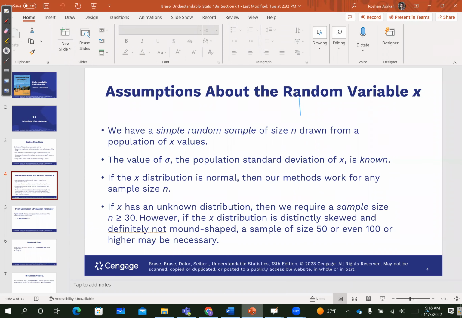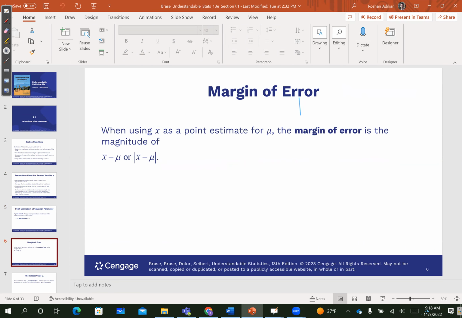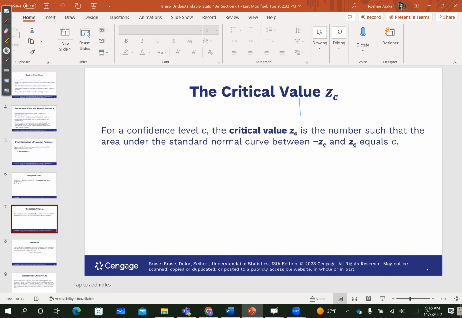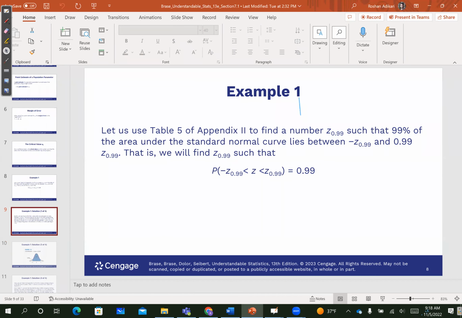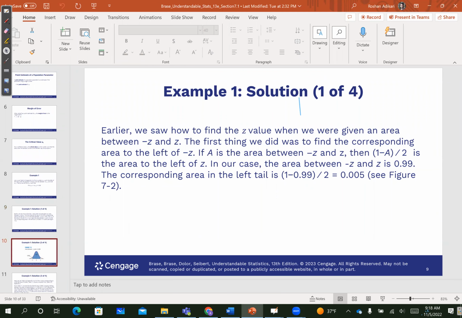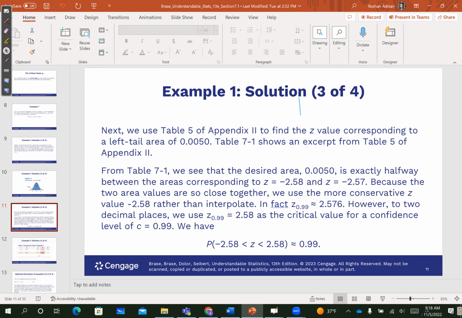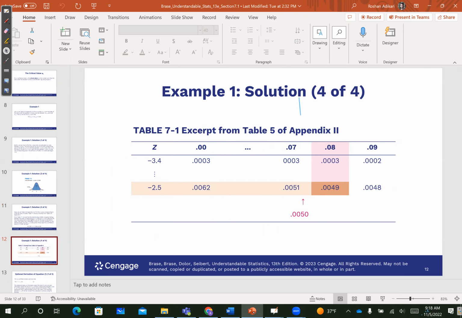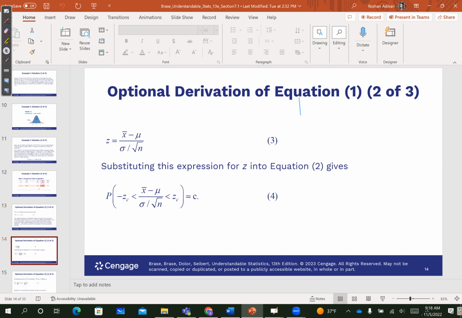Now if you keep reading, they define these things: margin of error, point estimate, and so on. Please read these, guys, and you will see that all these examples are leading to that question, so I recommend reading them. And right here is the starting point for this one.